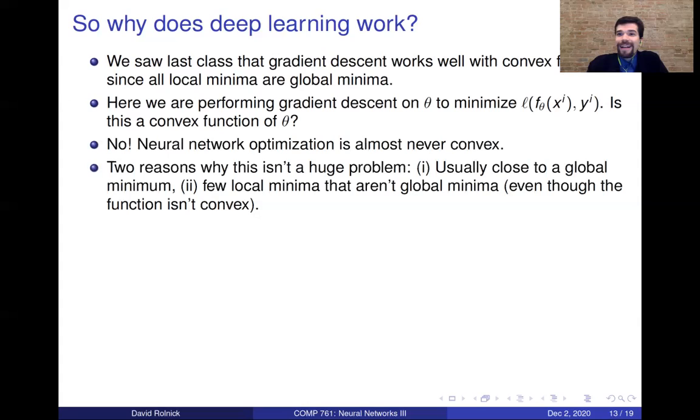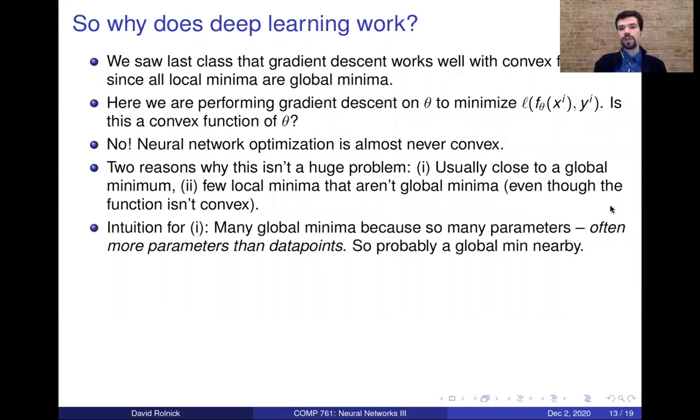Okay, so why does it still work? So two reasons why this isn't a huge problem. First, and I'm going to be a bit hand-wavy here. I'm not going to go into proofs, partly because not all of these cases have actual proofs. In some cases, there are some proofs. So first, you are actually usually close to a global minimum in deep learning. And second, for a lot of the local minima, they actually are global minima, even though the function isn't convex. So you don't have that guarantee, but oftentimes the local minima are global minima.